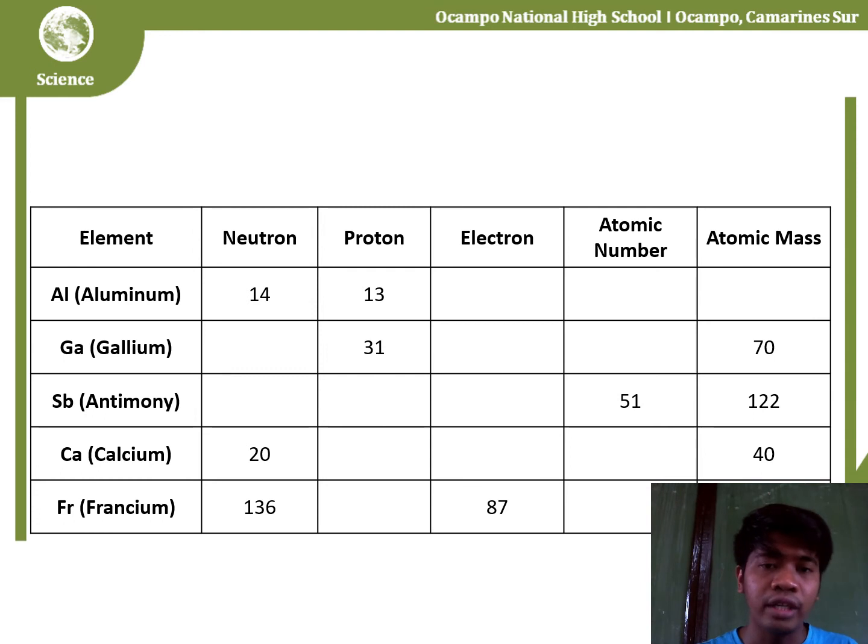Okay? So to check, just simply add the number of neutrons plus the number of protons. You should arrive at the equivalence of the atomic mass. So 39 plus 31 dapat 70. Okay? Now let's continue with the element antimony.